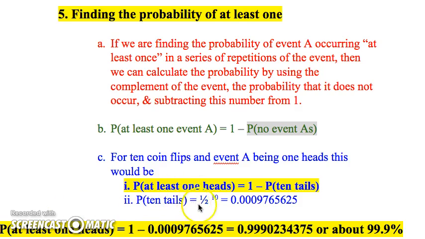So we can find the probability of 10 tails very easily. That's just one path on that tree diagram, 1/2 to the 10th. And then subtract that from 1 to find that about 99.9% of the time you'd flip at least one heads when flipping a coin, making it not plausible that you'd get 10 tails in a row or 10 heads in a row.